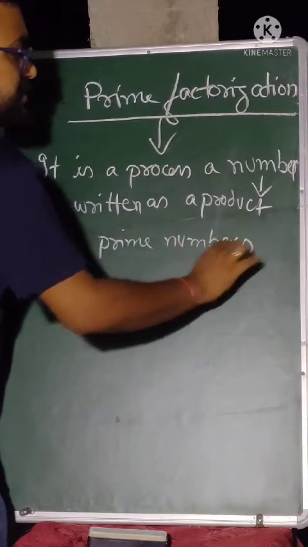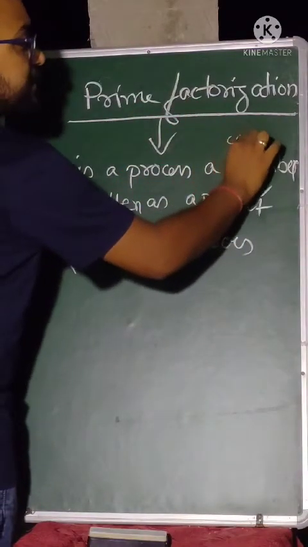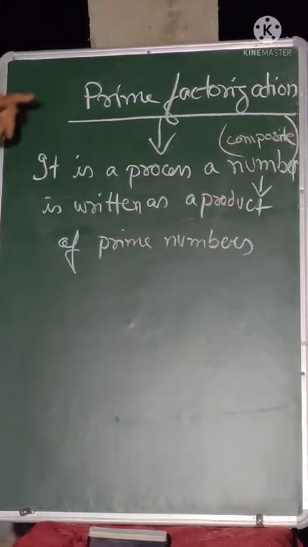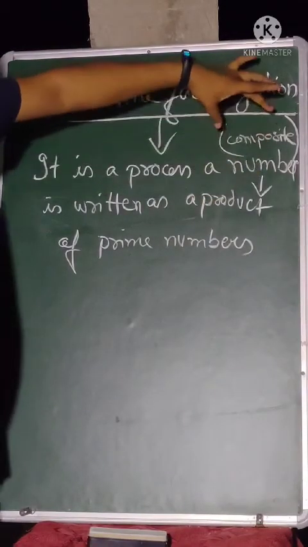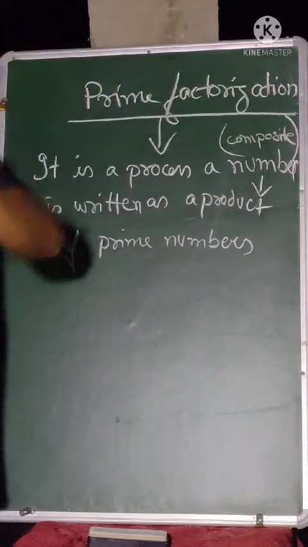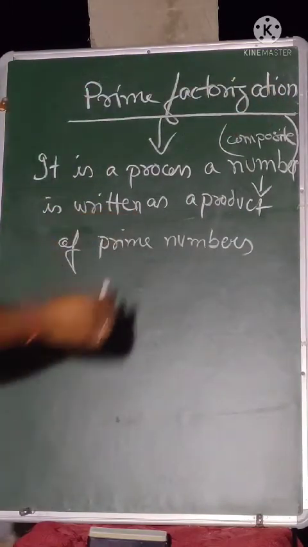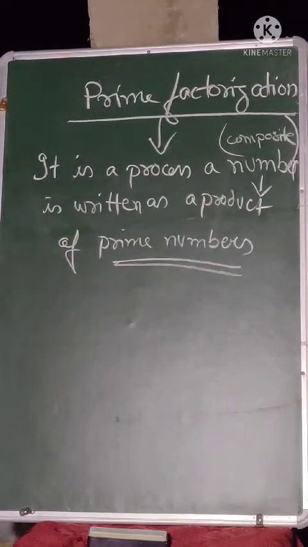Suppose a number is given, that number should be a composite number, not a prime number. You should remember that. Prime factorization is a process in which a composite number is written as a product of prime numbers.